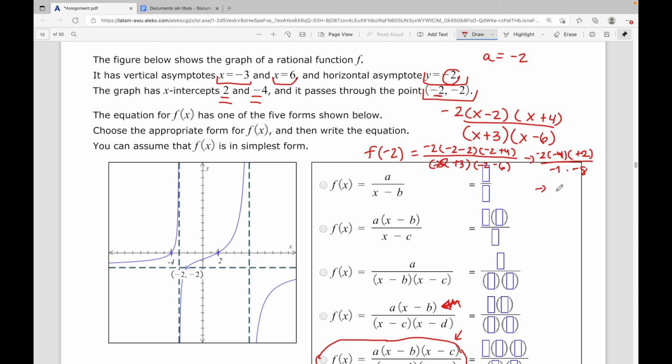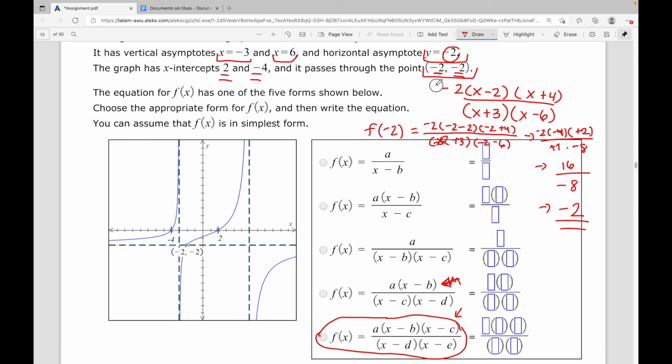So if we simplify it more, it's going to be negative 2 times negative 4, positive 8, times positive 2, positive 16, and negative 8 times negative 1. Oh, sorry. This was actually positive. Okay. So negative 8 times positive 1, it's going to be negative 8. And if we do this, it's going to be negative 2. There it is. It's correct. So we have our function. It's this one.